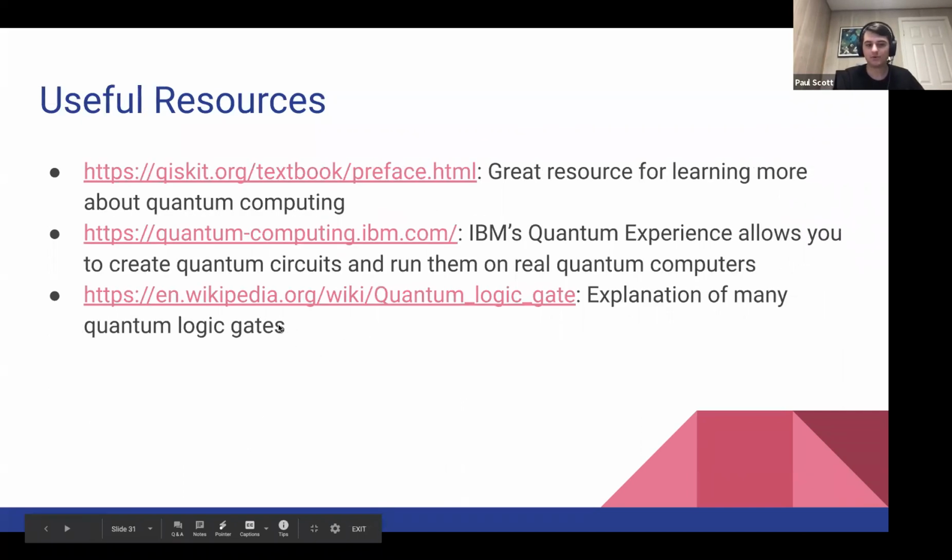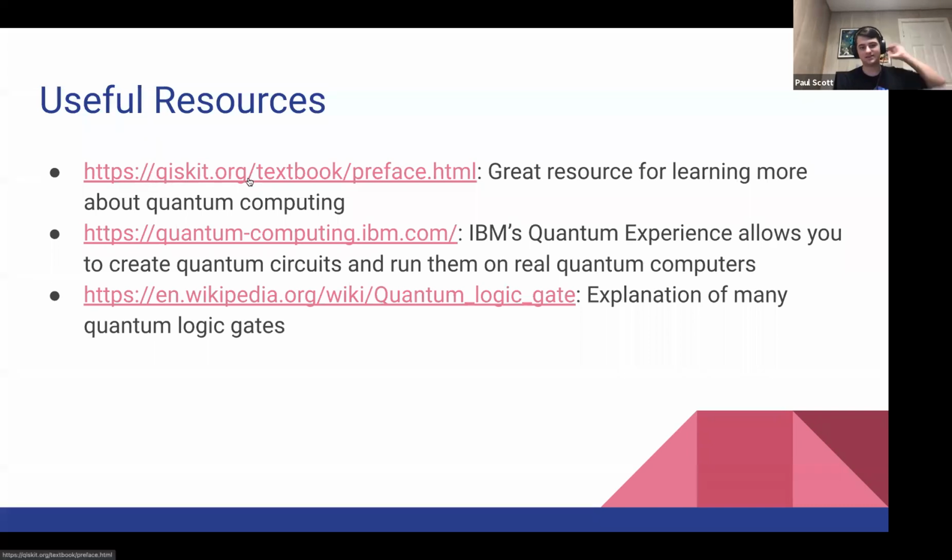Okay, so before I end off this, I do want to mention a few useful resources for learning more about quantum computing. So the first one is Qiskit. I don't know exactly how it's pronounced, but this is by IBM, and it's a really great resource for learning about quantum computing. They basically have a whole textbook, it'll mention a lot of the things I've mentioned, but then go into more detail. There's also IBM's Quantum Experience, which allows you to actually create quantum circuits and run them on real quantum computers. And I highly recommend that.